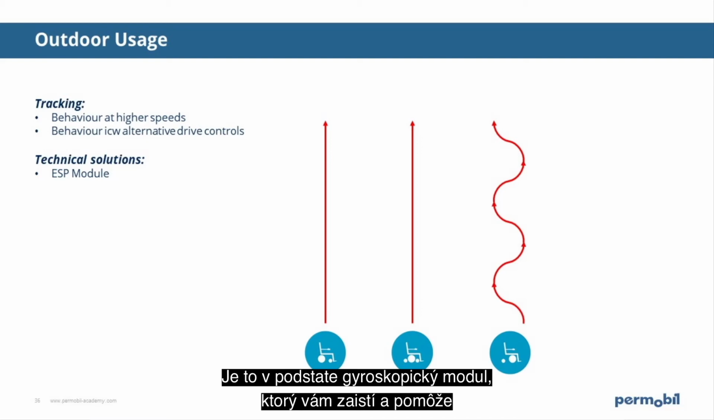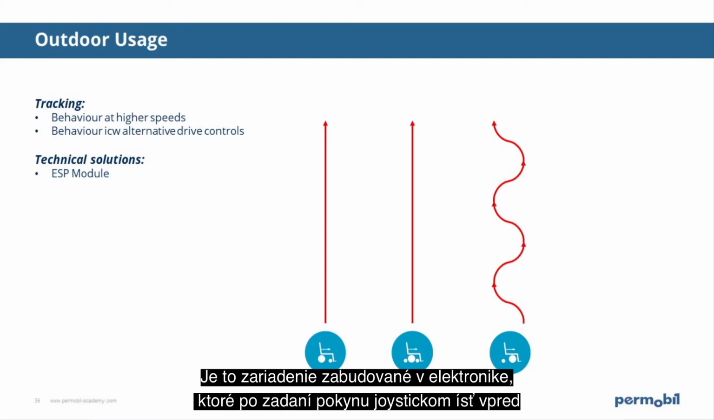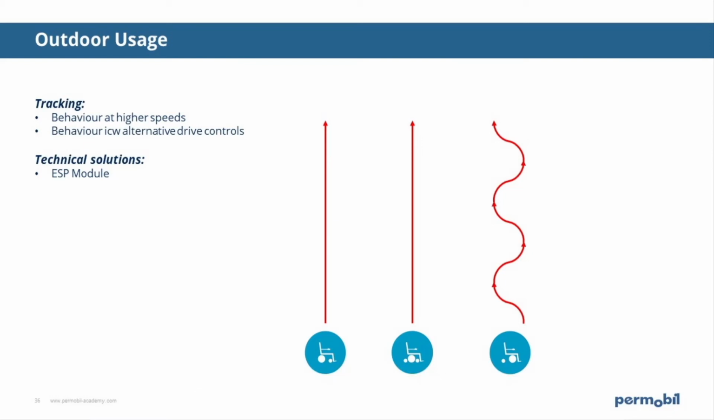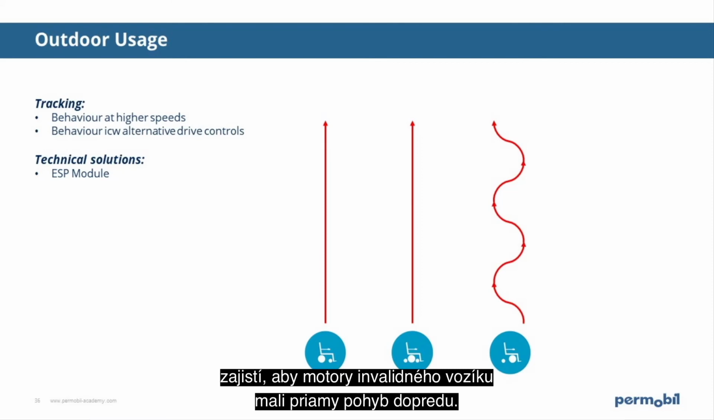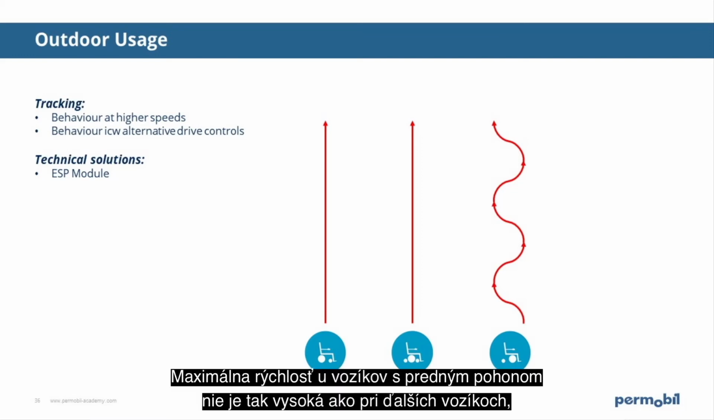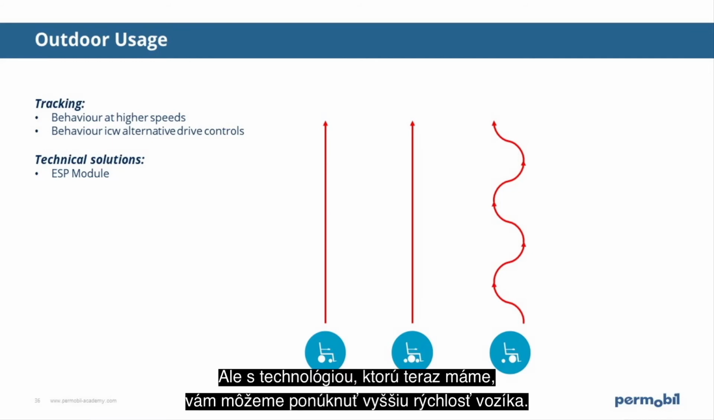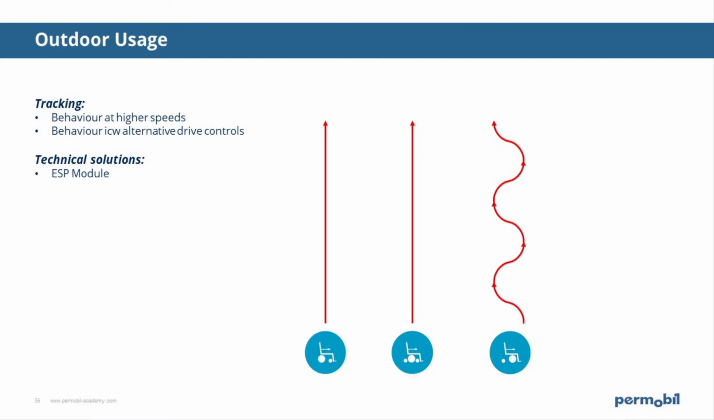An ESP module is a gyro module that helps you keep a straight tracking of the wheelchair. It's a device built into the electronics so that when you give the command with your joystick to go straight ahead, the motors of your wheelchair will compensate to ensure that you also have a straight movement. So in the early days, in front-wheel driven platforms, maximum speeds were not as high as the other platforms just due to the lack of a gyroscope. But now with the technological solution, we can also offer those high speeds in front-wheel driven platforms.